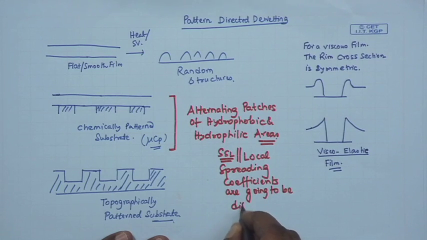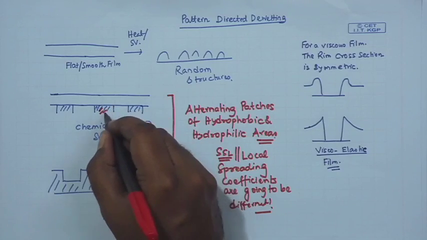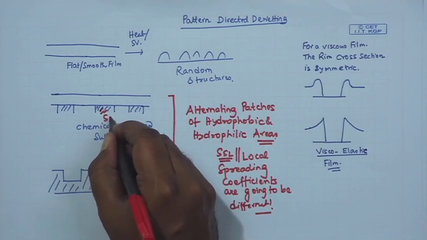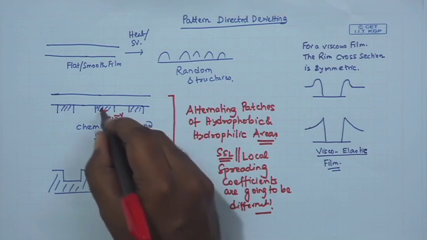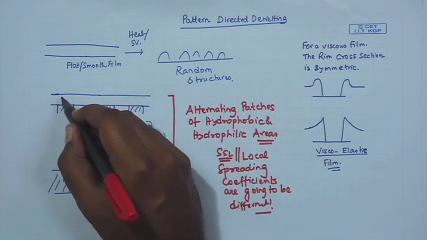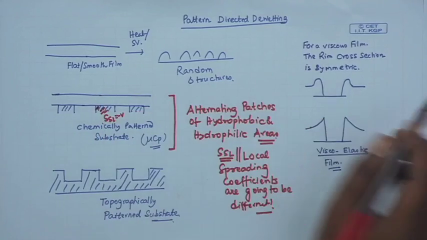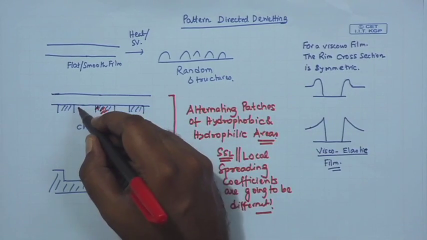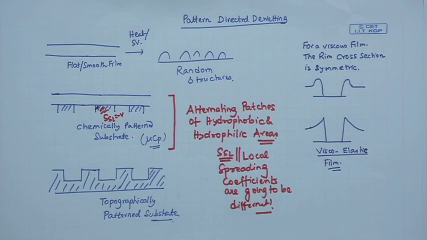to be different. And do I really tell you more? The answer is no. So, suppose if these are the areas where the spreading coefficients are negative, let us say these are the hydrophobic patches, thermodynamically the film is unstable over here, whereas here if the spreading coefficients are positive or they have much lower value, in principle the film is stable over these patches.